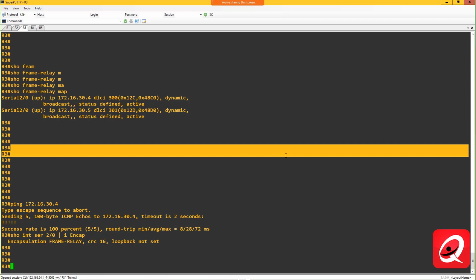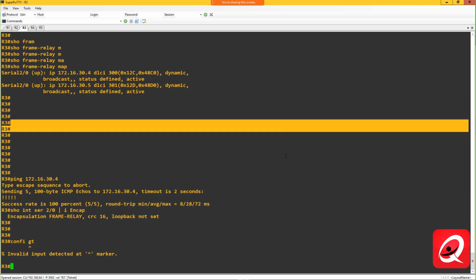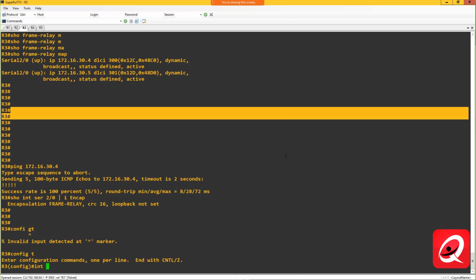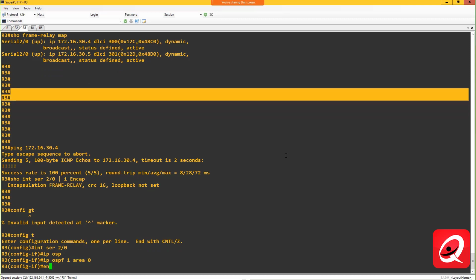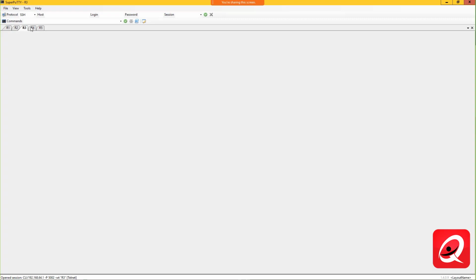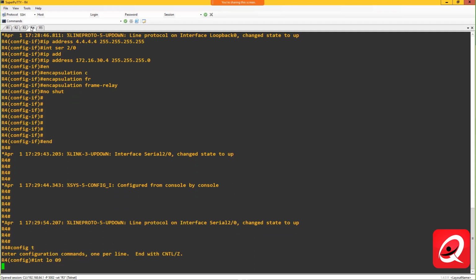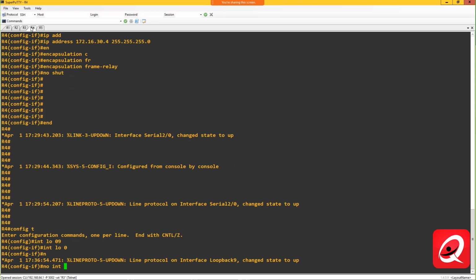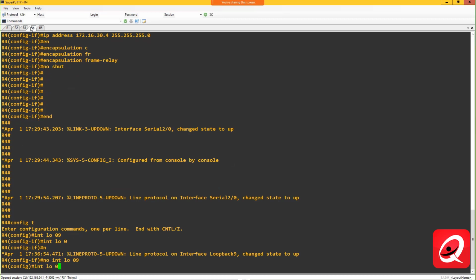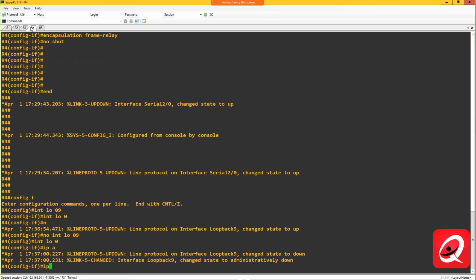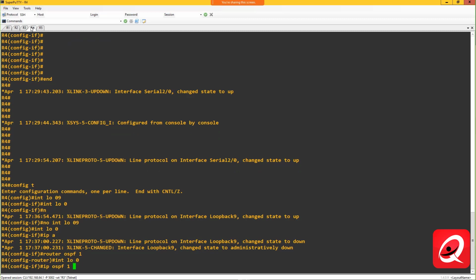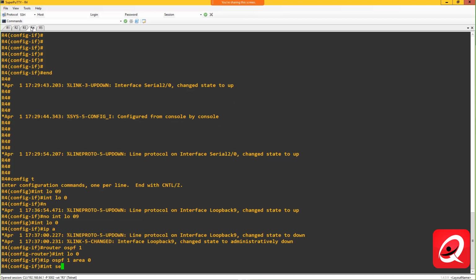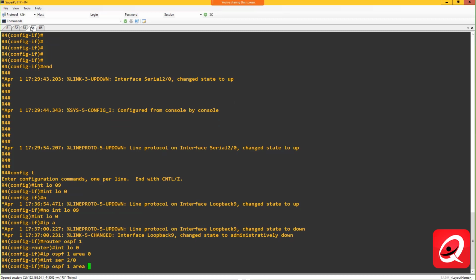So now I'm going to go ahead and enable OSPF on this interface. Config T, interface serial 20. And I'm just going to say ip ospf 1 area 0. All right, and I'm going to do the same thing on the other routers here. Config T, interface loopback 0. Actually, we got to enable OSPF first. Router ospf 1. Interface loopback 0, ip ospf 1 area 0. Interface serial 20, ip ospf 1 area 0.